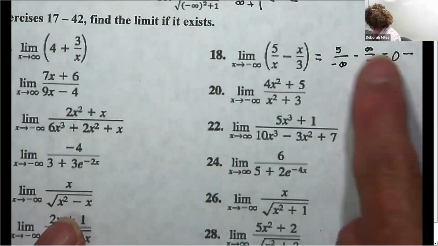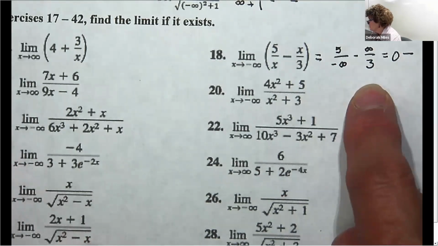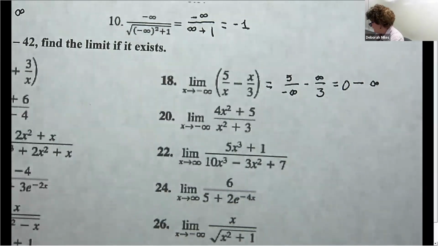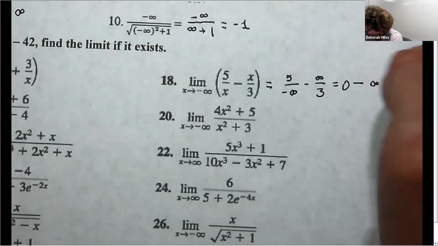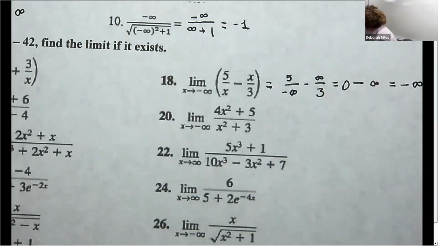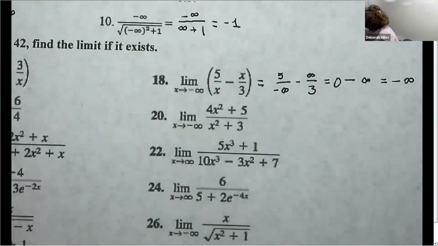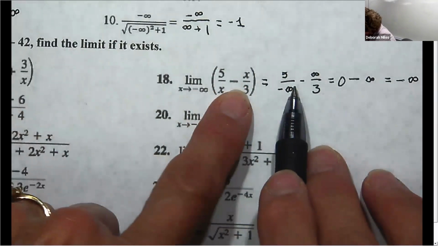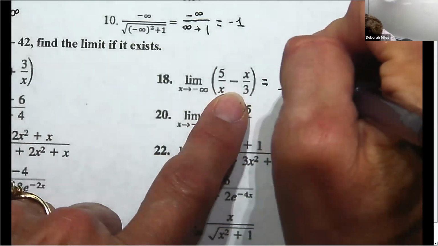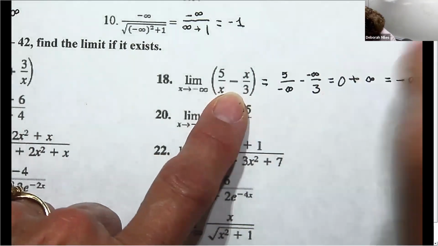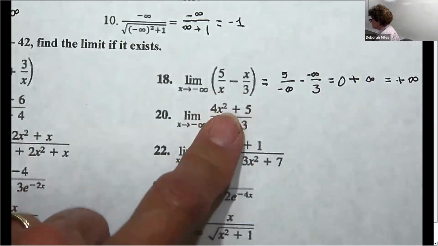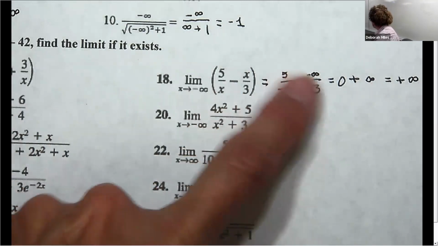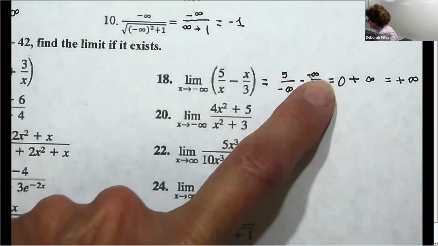And what is infinity divided by 3? And what is 0 minus infinity? Yep. Oh, I didn't plug in negative infinity, did I? I plugged in a positive infinity. That's minus negative infinity, which will make that plus infinity. Oh, thank you. I don't know why I didn't plug in the negative infinity there. I'm glad you caught that.